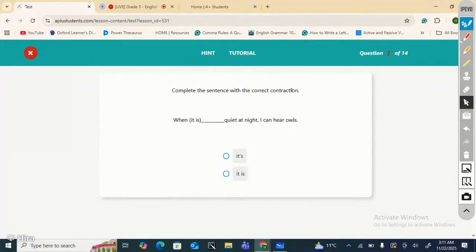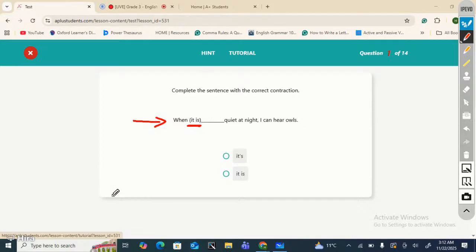Complete the sentence with the correct contraction. Okay, let's read the sentence first. When it is quiet at night, now these two are the words written in parentheses. You have to use the correct contraction to complete the sentence.